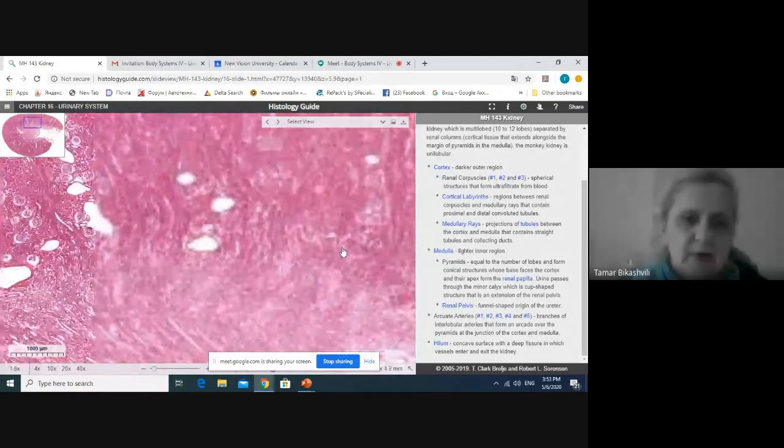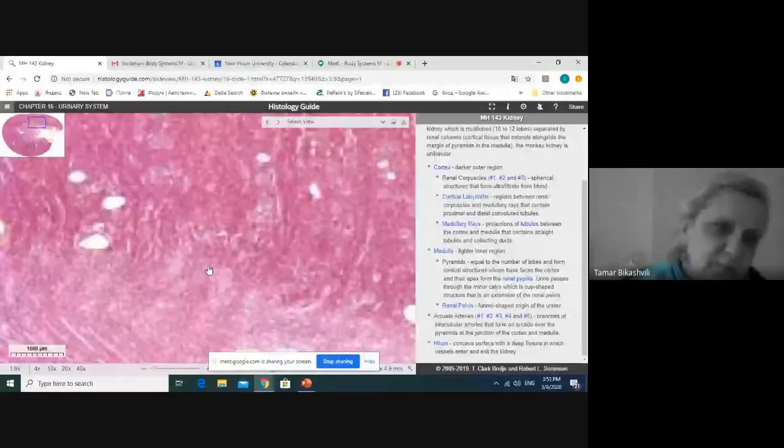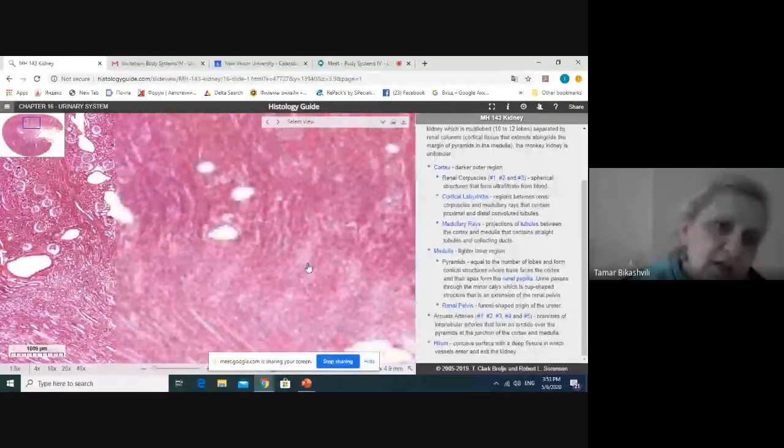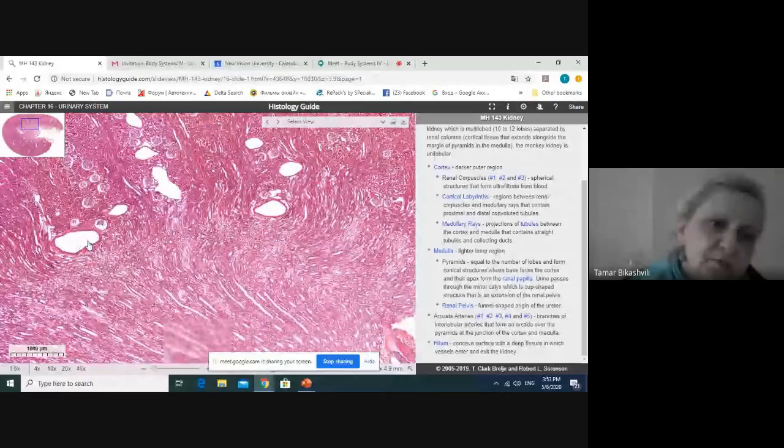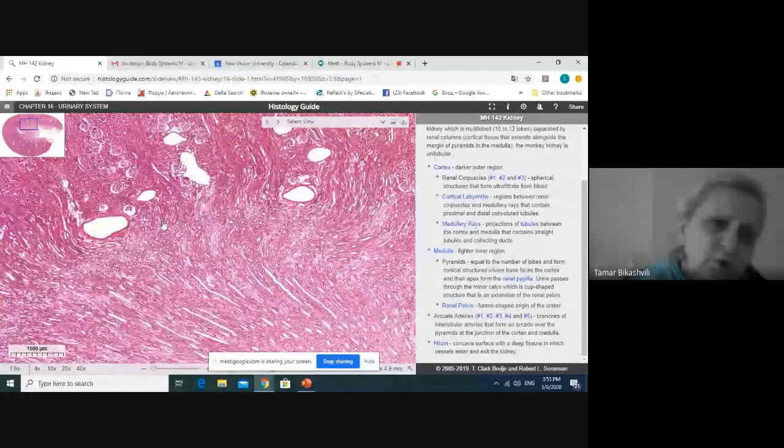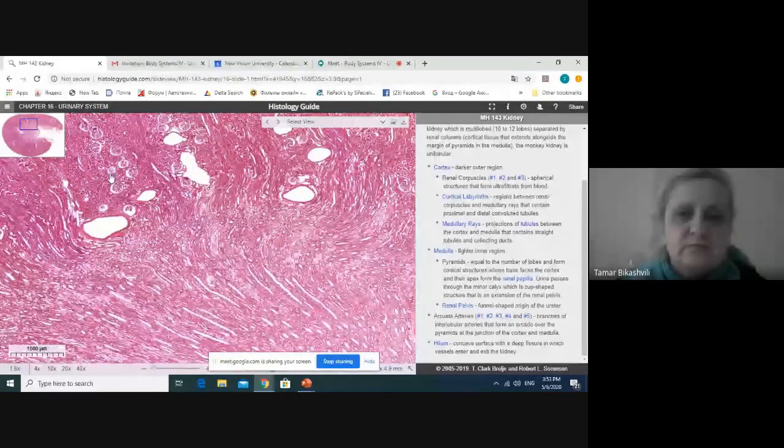Here they are more visible. They are located, the arcuate arteries, between the cortex region and medulla. Arcuate arteries between cortex and medulla. Okay, another.